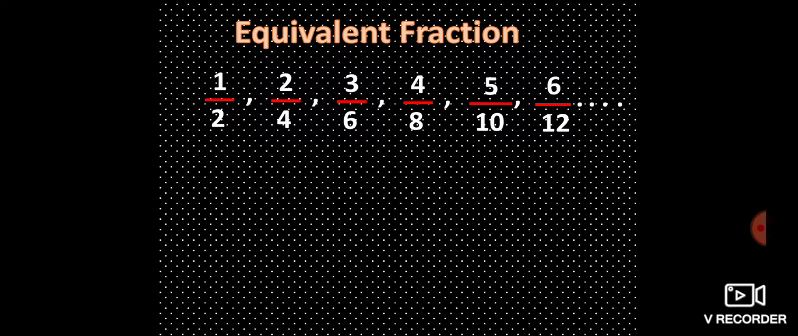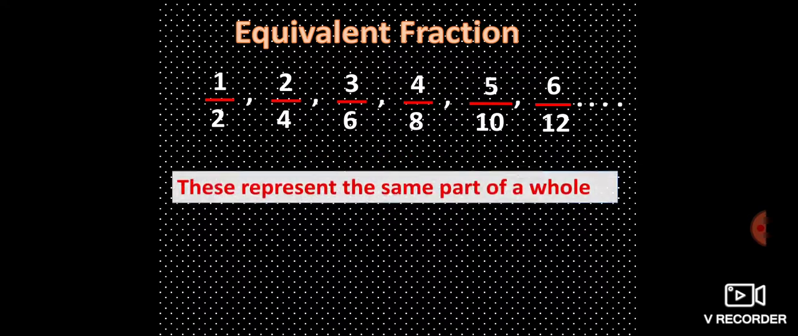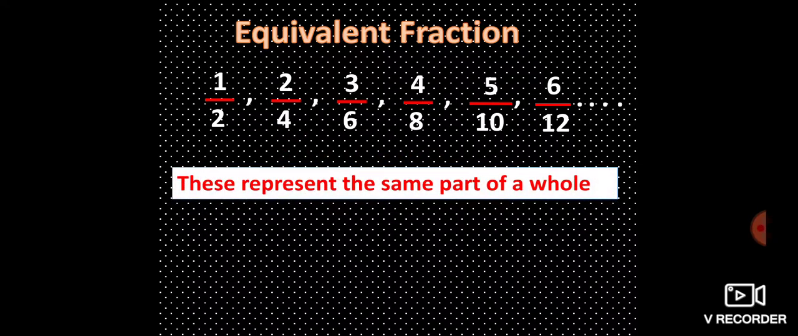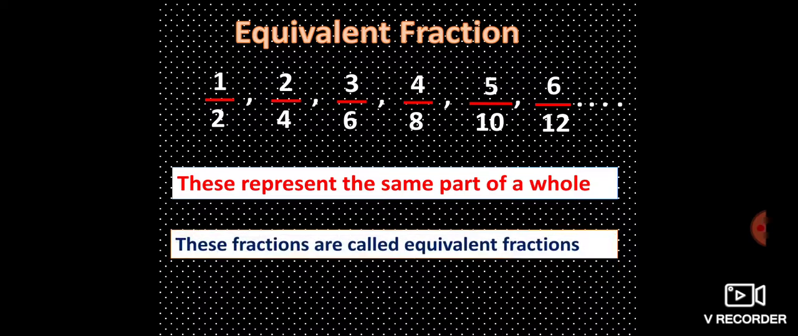2 into 6, 12. Yes, when we multiply the numerator and denominator of 1 by 2 with the same number, we will get the other fractions. That is, these fractions represent the same part of a whole. These fractions are called equivalent fractions. So, we get equivalent fractions by multiplying or dividing the numerator and denominator by the same number. Then we will get equivalent fractions.